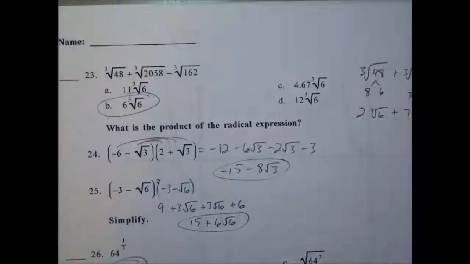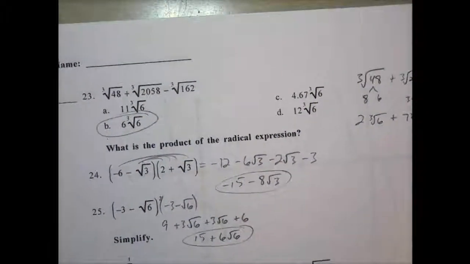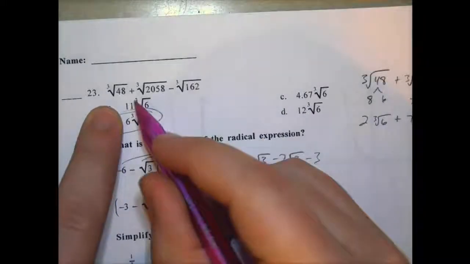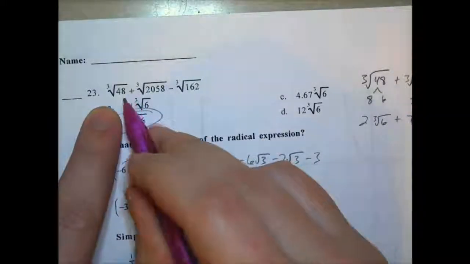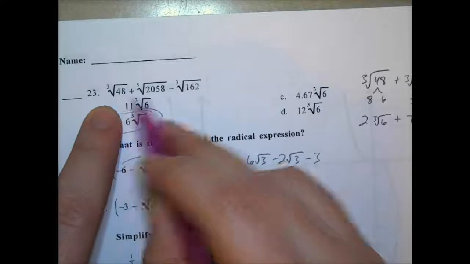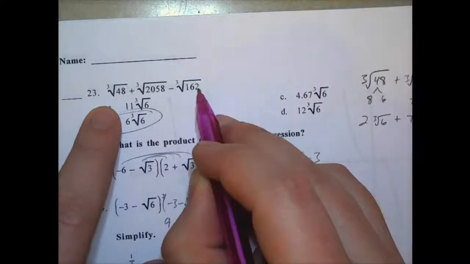We're going to go 23 through 35 or something like that here. All right, anyways, just like we did in the last one, in number 22, I need to simplify the cube root of 48, cube root of 2058, and the cube root of 162.